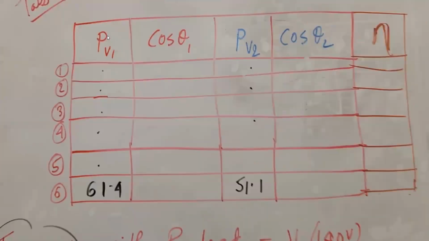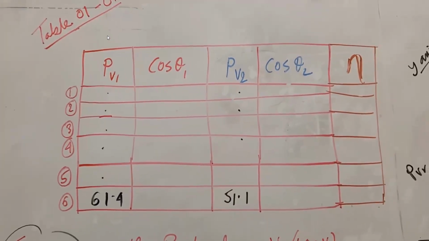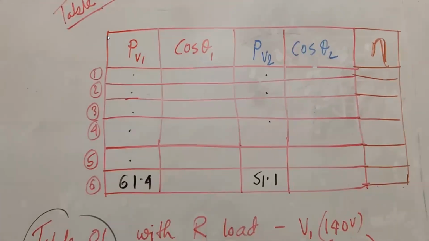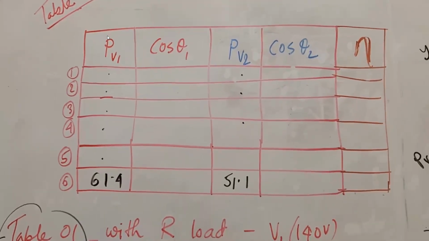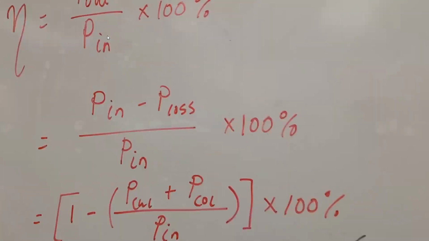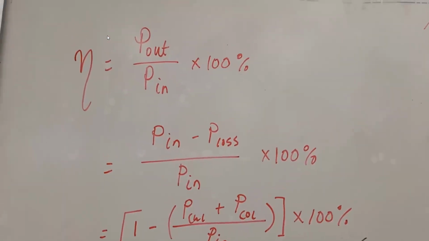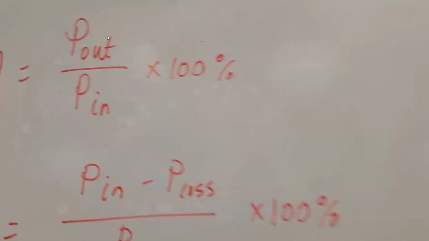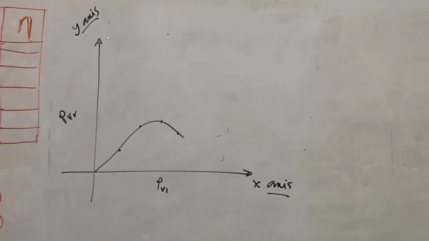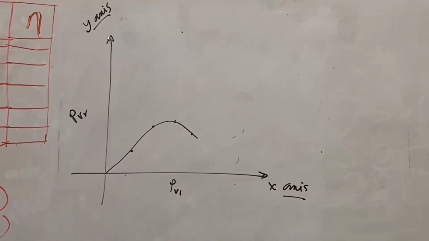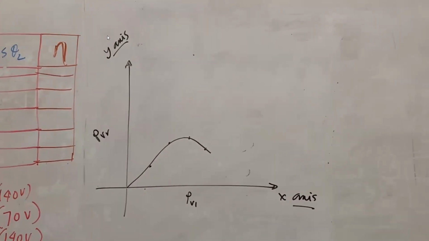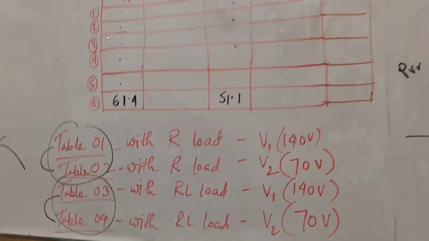So if we actually make a table like this, there will be 4 tables, so we'll have to put values here, like all the reading values, and finally we need to calculate the efficiency. And to calculate the efficiency, we need to use this formula, the first one, and after that we need to draw a waveform like this, where x-axis will have PV1 and y-axis will have PV2. So there will be 4 waveforms for 4 of these tables.